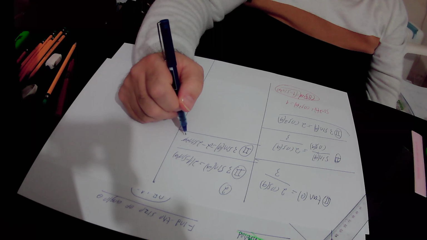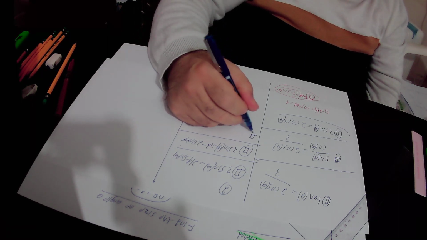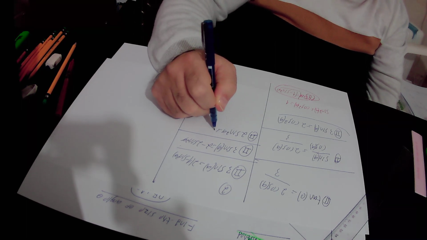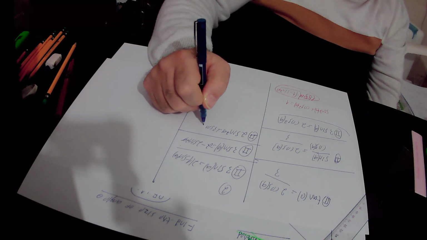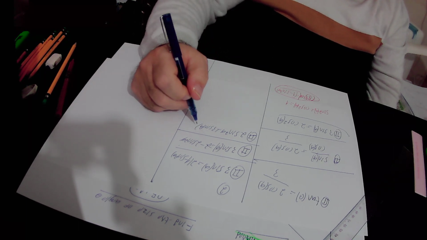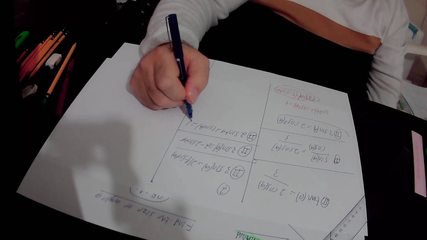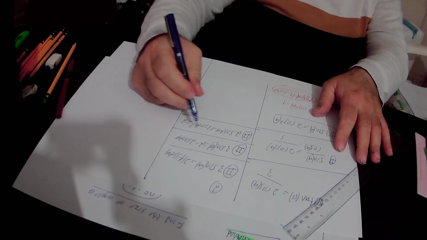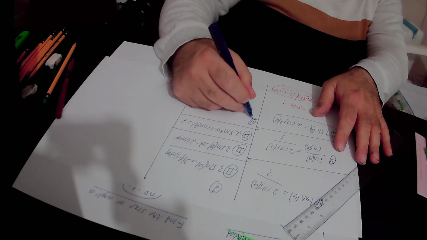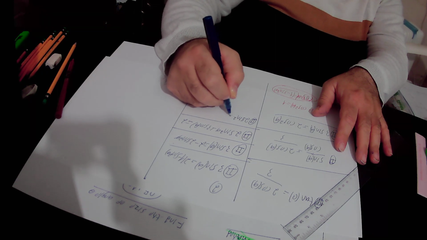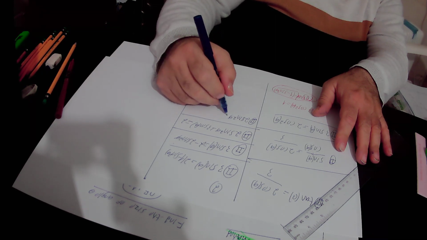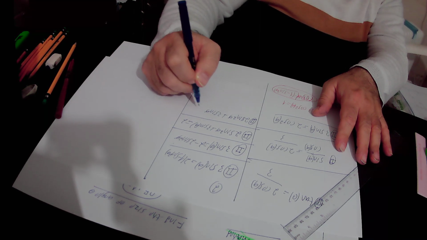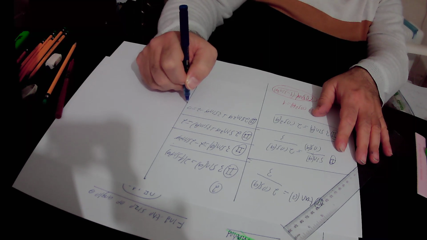We will add 2 sine square alpha to this equation, and we get 2 sine square alpha plus 3 sine alpha equals 2. We'll subtract 2 from this equation, and we get 2 sine square alpha plus 3 sine alpha minus 2 equals 0. So we have here a quadratic equation.